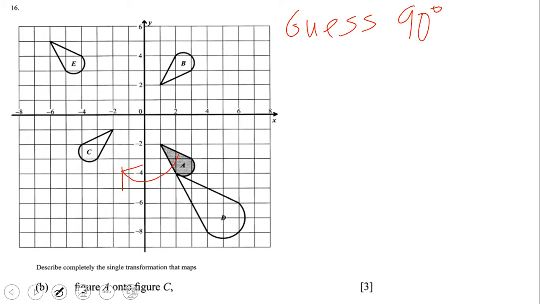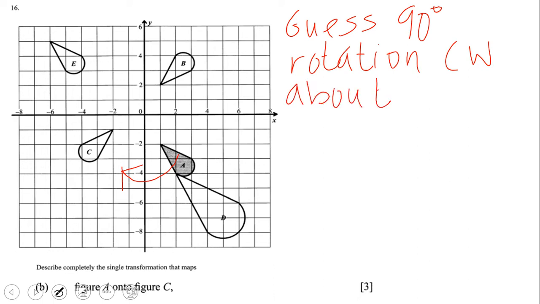But the question is, what is the center? So my guess is a 90-degree rotation clockwise, and I'm going to say about the origin. That's the center of rotation, about the origin, right? That's my guess, but we have to verify it. So this is our guess: a 90-degree rotation about the origin.